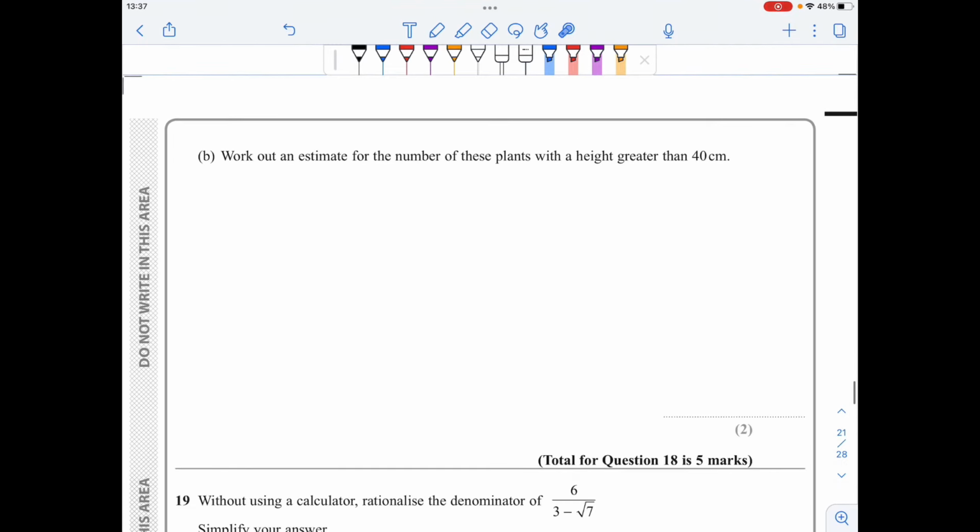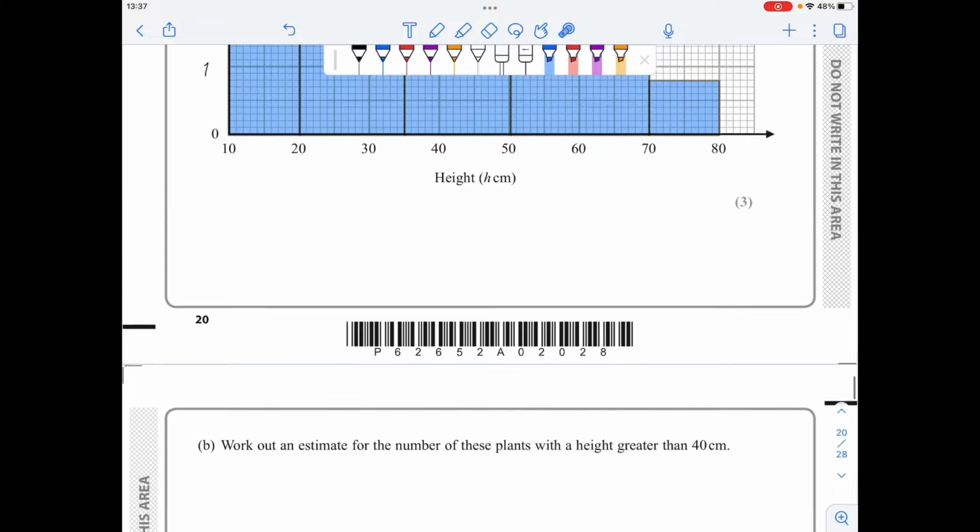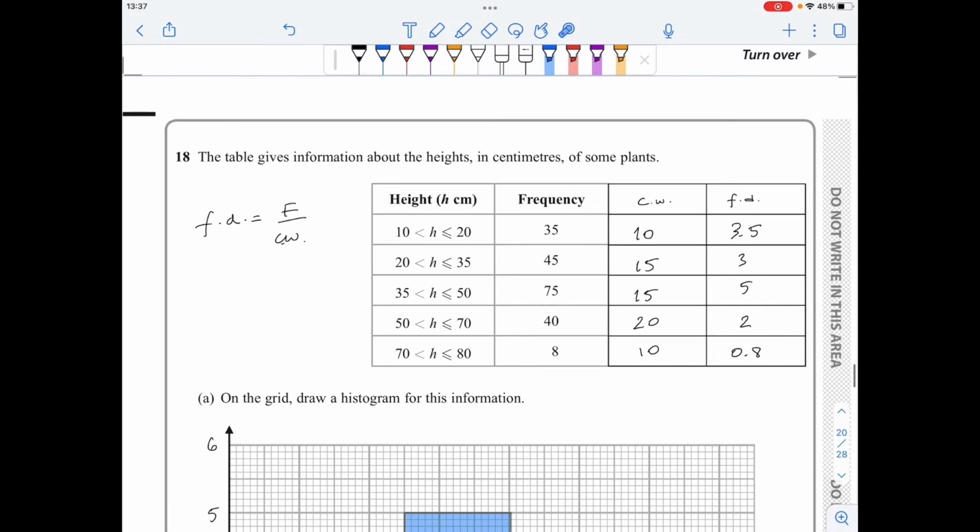In part B, I'm being asked to work out an estimate for the number of plants with a height of greater than 40. So if I go to my table, for a height of greater than 40, I've got these 40 and 8 plants and a fraction of the 75.